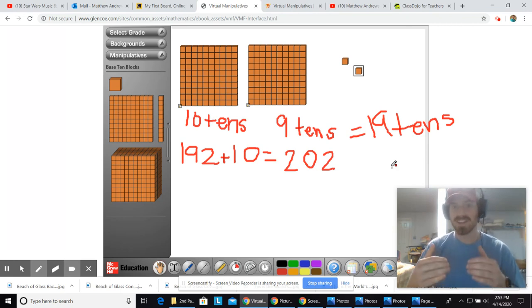So if you understand how many tens are really inside 192, just adding another one will be no problem because there's 19 tens inside of 192. Adding one more would just give you 20, and you keep your two ones, so it's 202. 20 tens and two ones, 202.